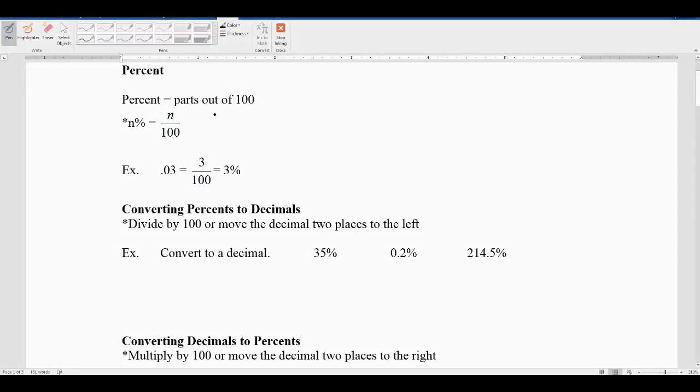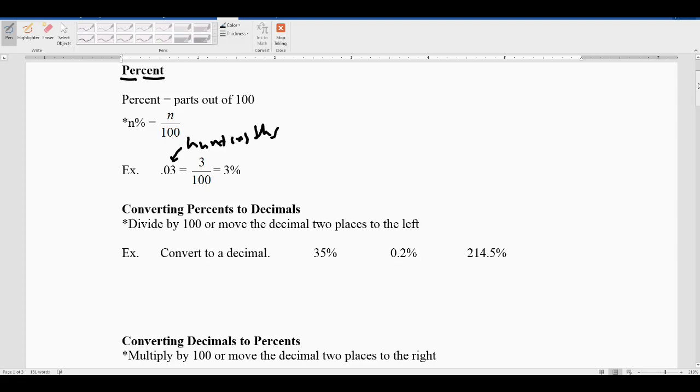Percent. As you look at the word percent, you'll see it consists of two words, the word per and the word cent. That's per 100 or parts of 100. So if you see some number percent, that's the same as n over 100. For example, 0.03, since the 3 is in the hundredths place, I write that 3 over 100. And once you write 3 over 100, that's the same as 3%.